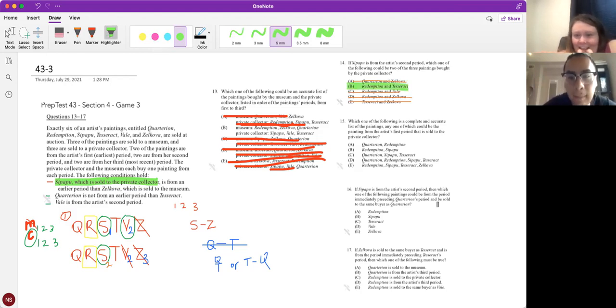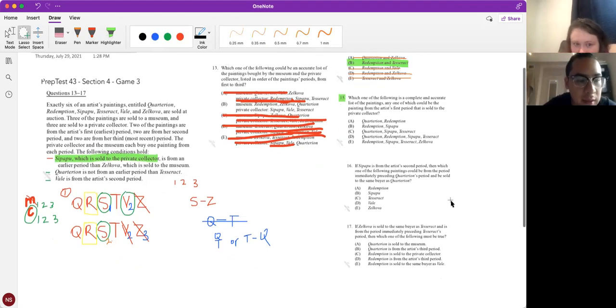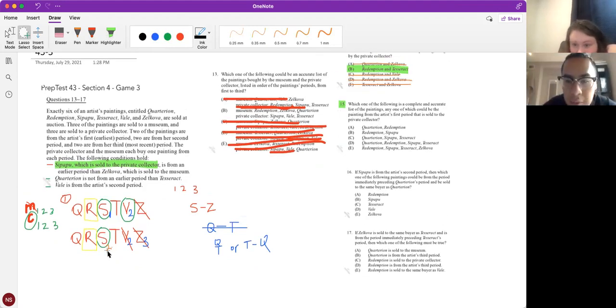Fabulous. And then I would skip 15 and go straight to 16. If S is from the artist's second period, then which one of the following paintings could be from the period immediately preceding Q and be sold by the same buyer as Q? Well, this is a long one. So we're focusing on Q. What scenario are we looking at, 1 or 2? 2.